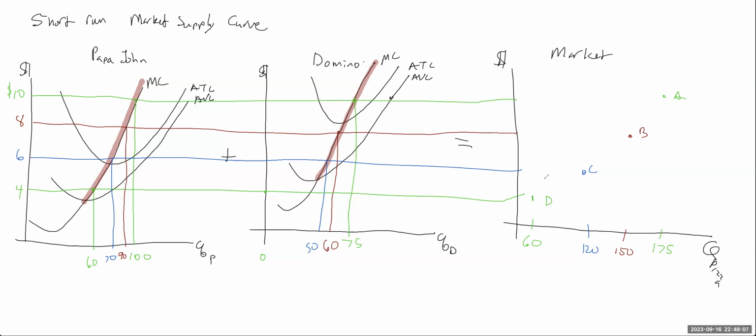You do that for more prices. You connect the dots. And this is how you get the market supply curve. That is how the market supply curve is drawn in the short run for a perfectly competitive marketplace. That's the supply curve that we will use in the preceding chapters when we talk about supply and demand.